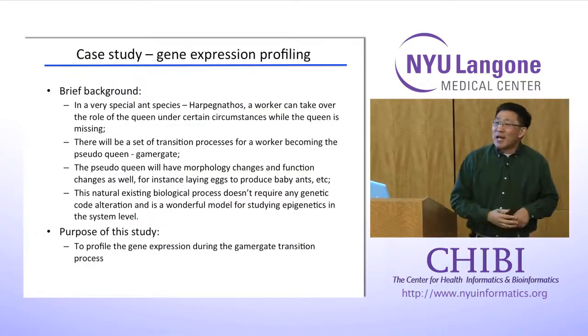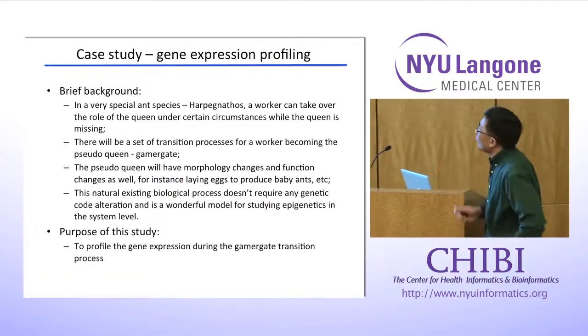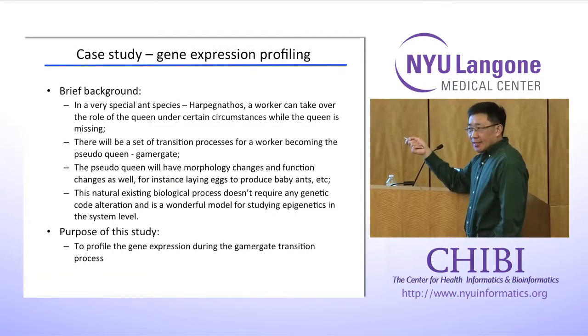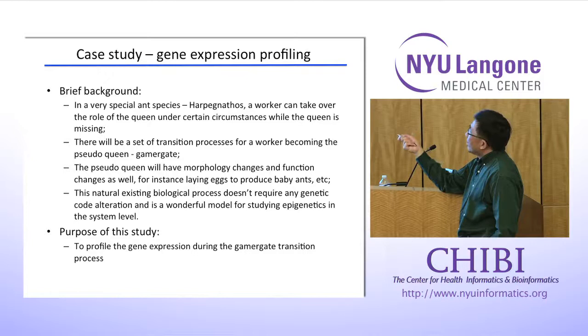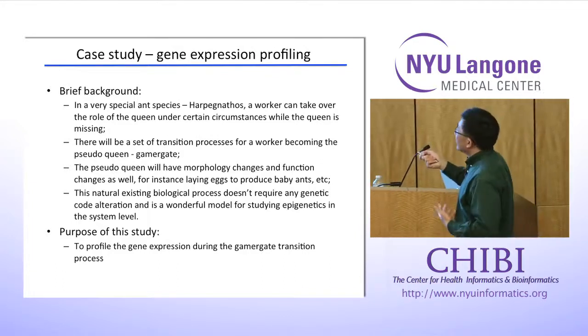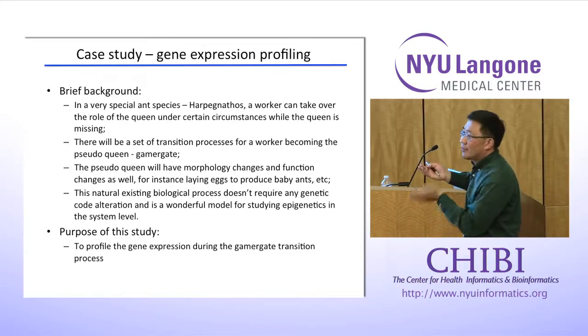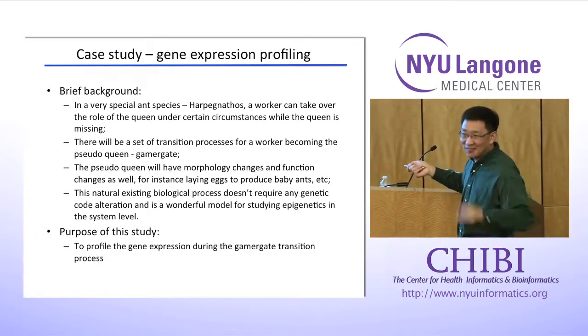OK. So now we move to a real case for RNA-seq. The brief background for this case is that in a very special ant species, we call the Harpegnathos, a worker can take over the role of the queen under certain circumstances, while the queen is missing. When this is triggered, there is a set of processes for a worker to become a queen, or we call it a pseudo queen or Gamergate. There are terms for this.